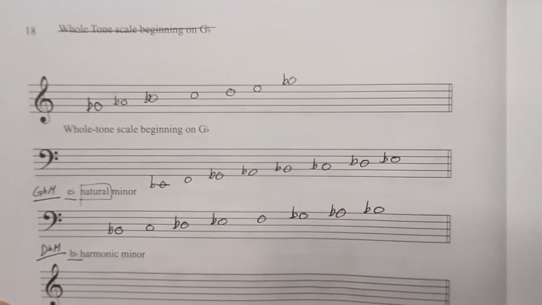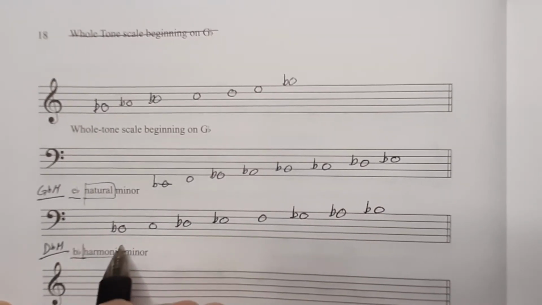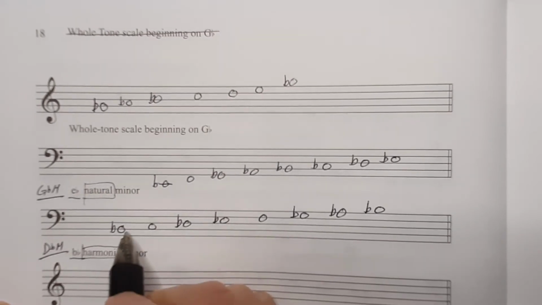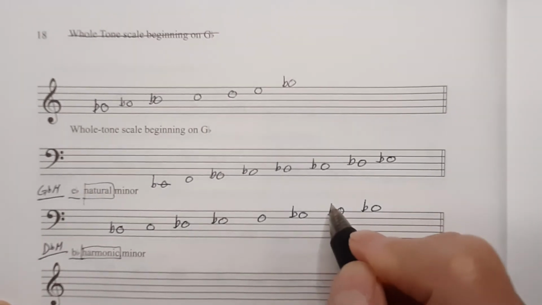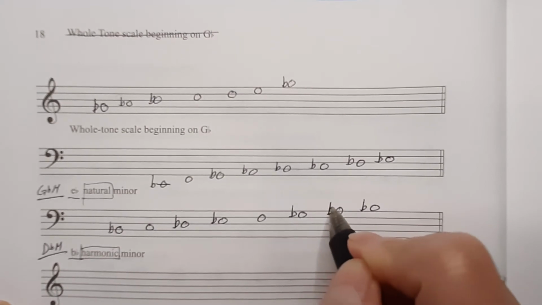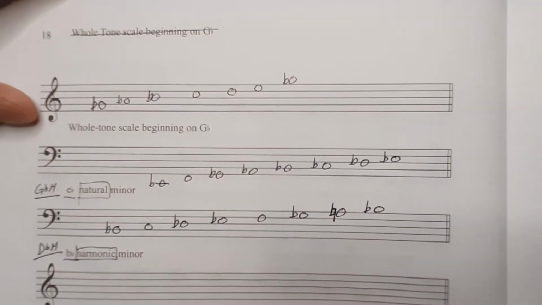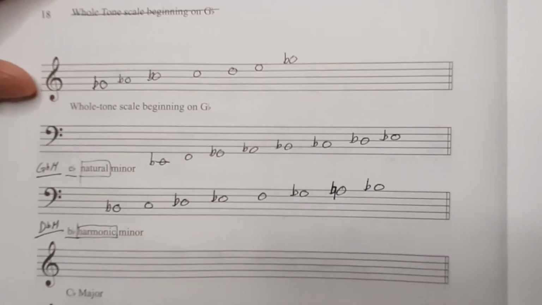Good. Is that it? No, we've got to work on the harmonic minor now. You've got to raise the 7th. 1, 2, 3, 4, 5, 6, 7. So this A flat becomes A natural. Or you can erase it. Okay? All right. Now C flat major.